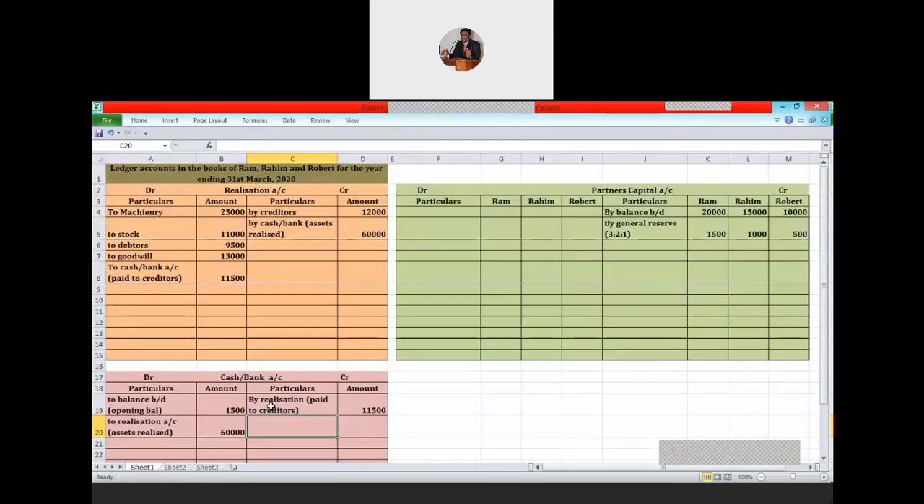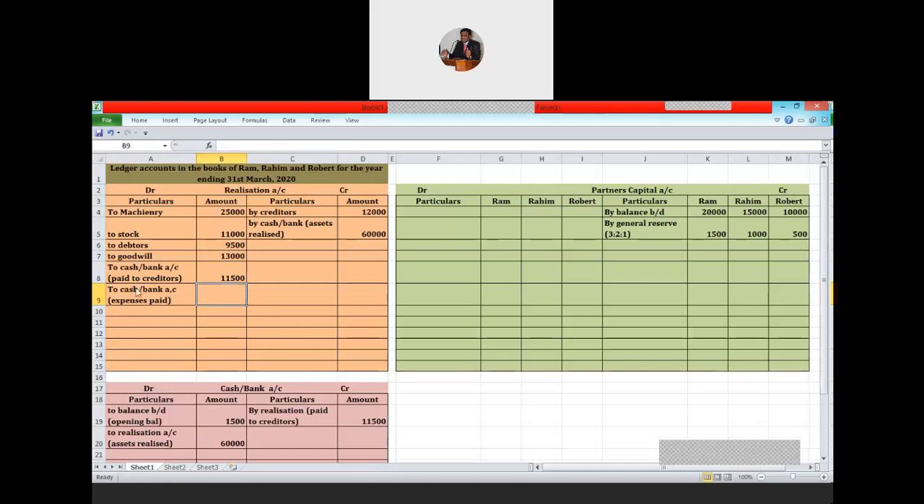The entry on account of dissolution expenses incurred is: realization account debit to cash or bank account, on account of expenses paid, amount being 800. The corresponding entry posting will appear in the cash or bank account on the credit side, by realization account.